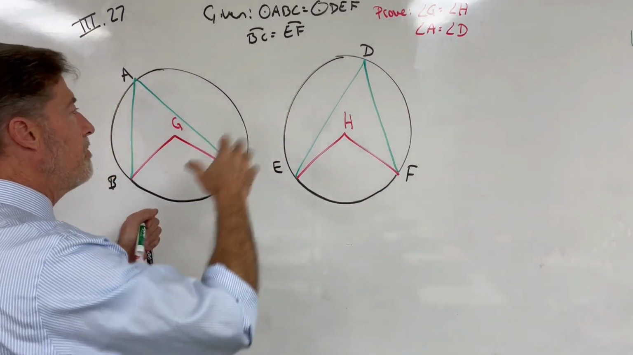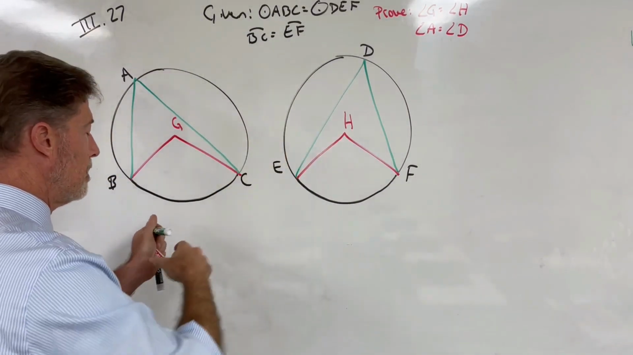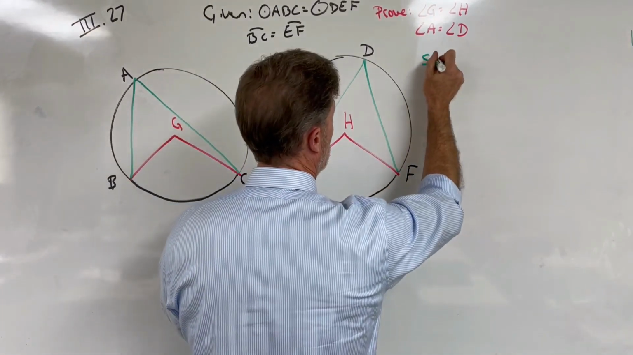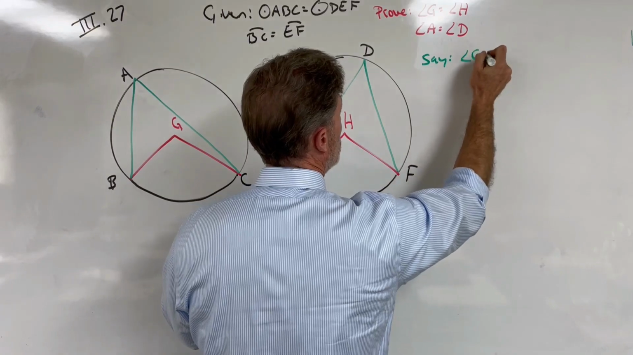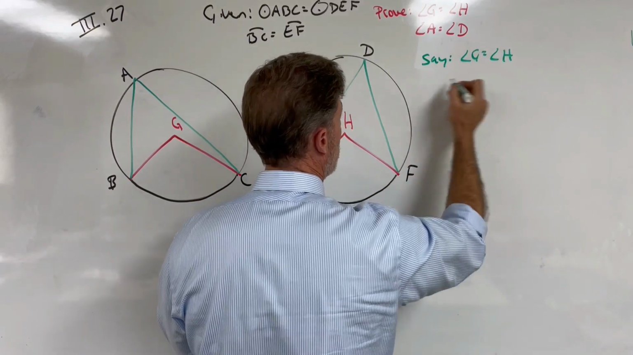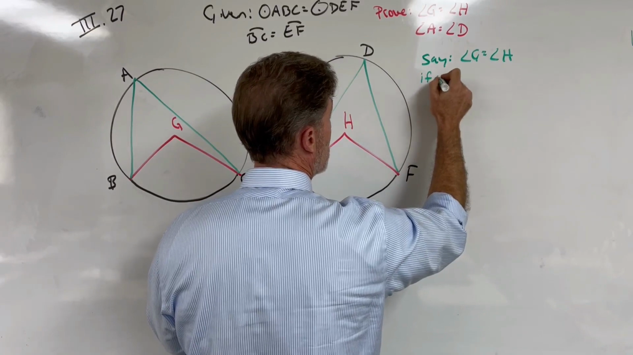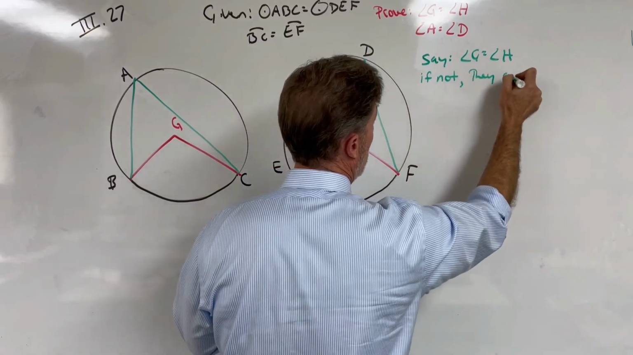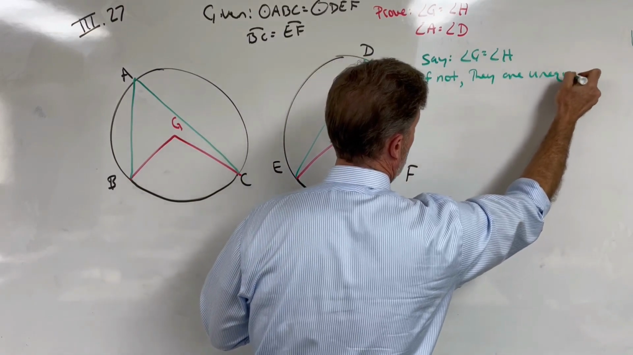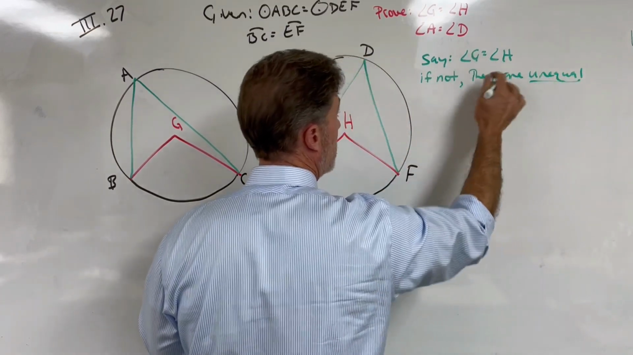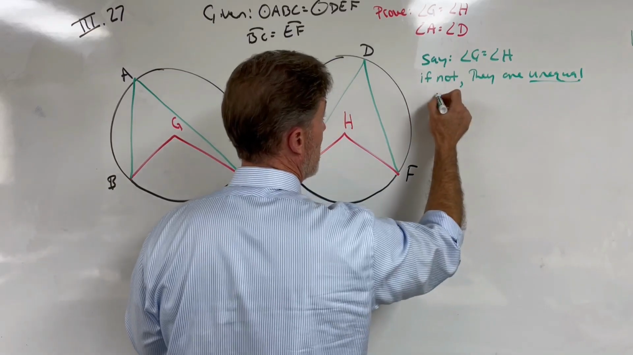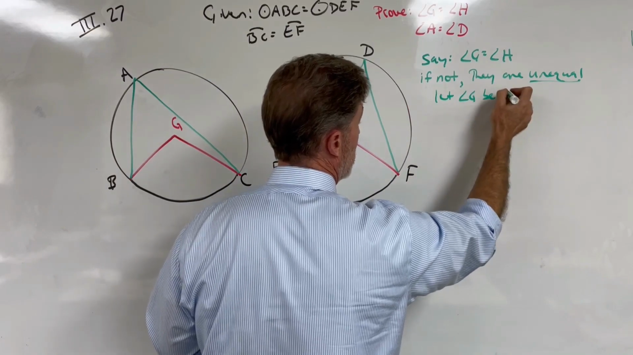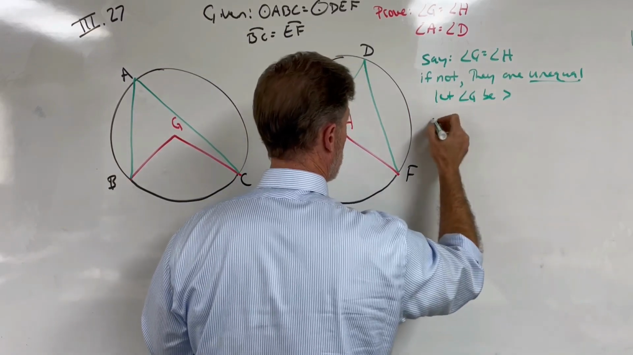So this is a proof by contradiction, so we're going to make a claim and then look at the contrary of that claim. I say that angle G equals angle H. That's my claim. Now let's look at the contrary of the claim. If they're not equal, then they are unequal. That makes sense, right? If they're not equal, then they have to be unequal, which means one of them must be greater. One of them has to be greater. So let G be greater.